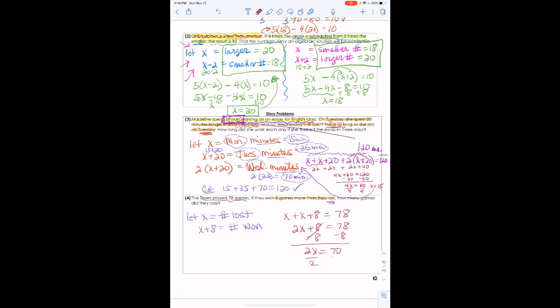And then divide by 2. So again, we get x is 35, so that means they lost 35 games. And then 35 plus 8 is 43, so they must have won 43 games. The best check ever is that 35 plus 43 really does equal 78. Okay, nice job, everybody.